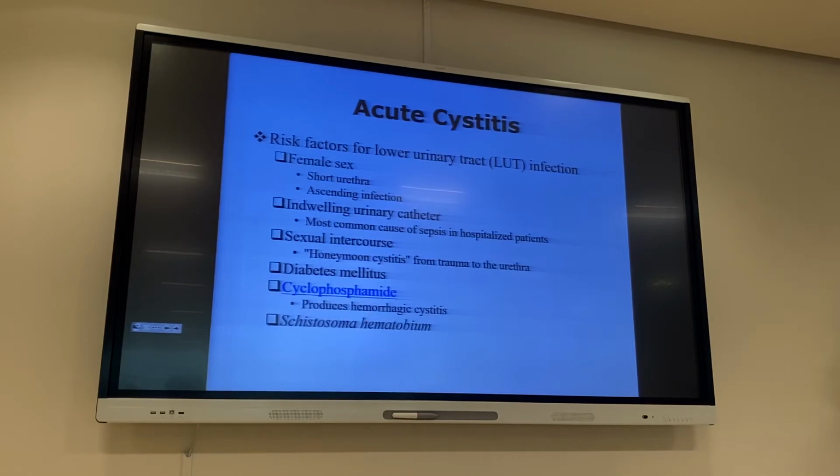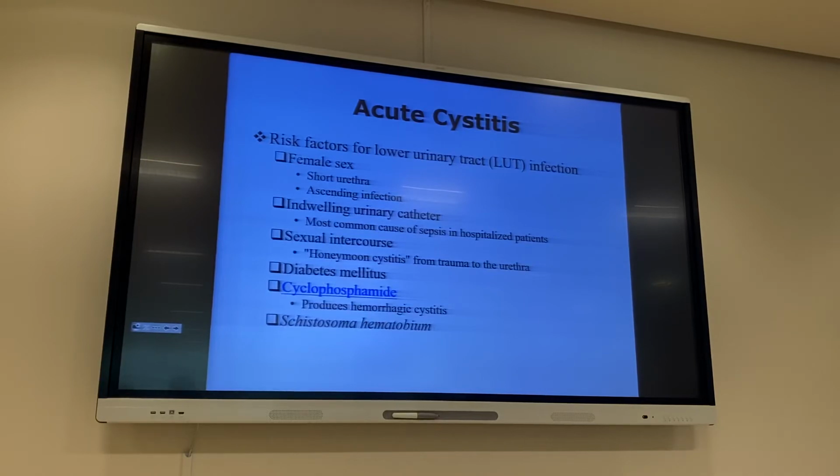All right, now acute cystitis. There are some risk factors for lower urinary tract infection. One of them is the female sex. The reason for this is the short urethra and the ascending infection. Ascending infection, because the urethral orifice is in the direct neighborhood between the genital and the urinary tracts, which results in ease of entry of bacteria into the urethra and ascending into the urinary bladder.